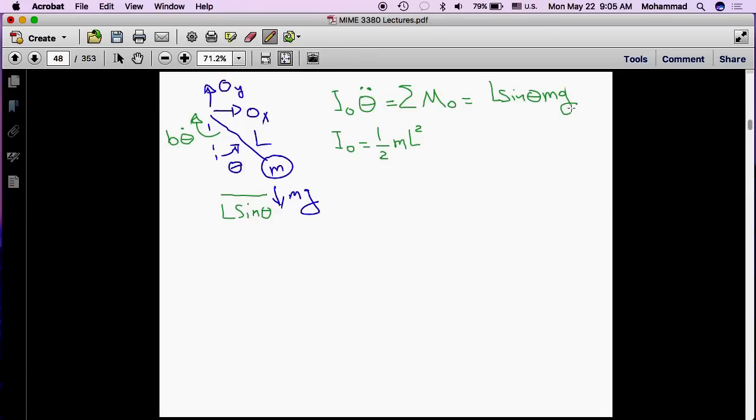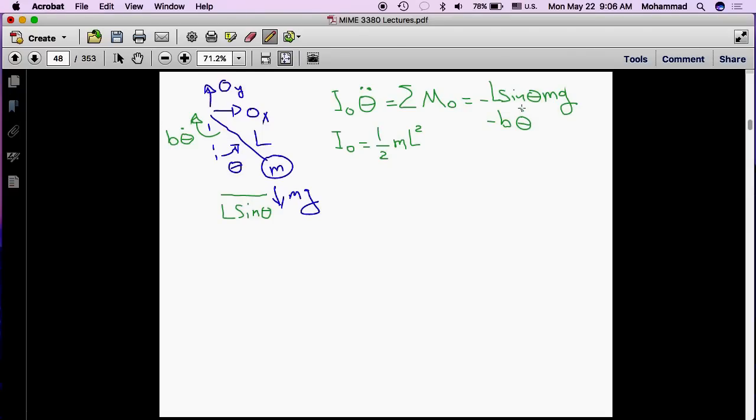How about mgL sine theta? Okay, so then positive or negative? The way to tell is based on what you call positive theta direction. So what is positive theta direction? Clockwise or counterclockwise? Positive theta is counterclockwise. Therefore, any moment that is clockwise is going to be negative. So this needs a minus. And immediately, you can see that B theta dot is also negative.